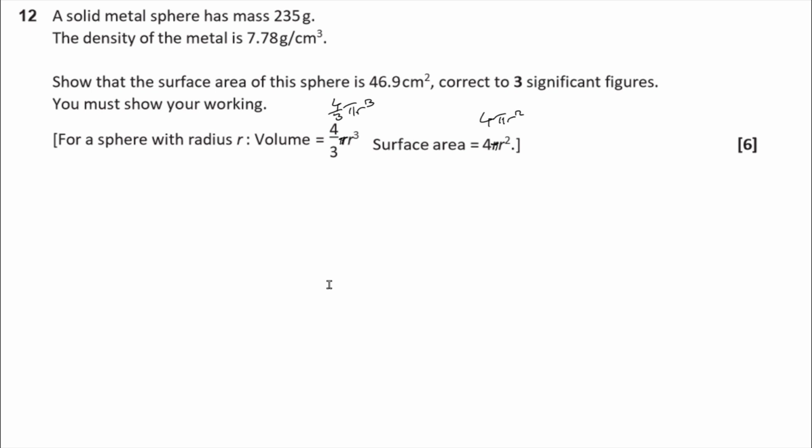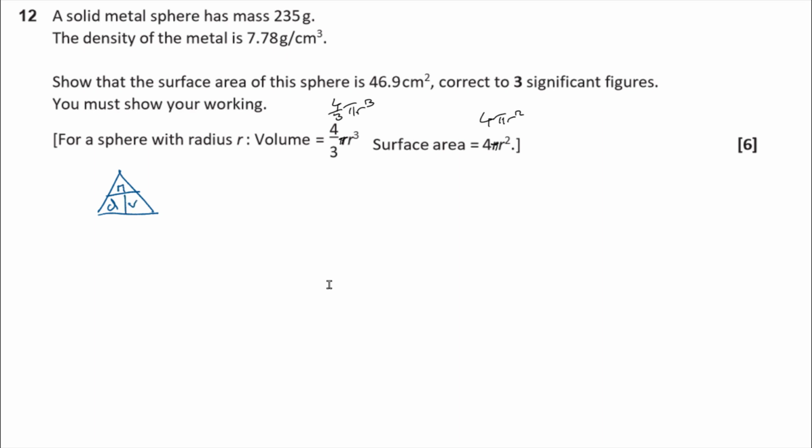We need to work out the surface area. To find the surface area, we need the radius. How are we going to find the radius? Well, we know the mass and we know the density, so we can work out the volume. Once we know the volume, we can work backwards to the radius, and once we know the radius, we can work out the surface area. Easy squeezy.